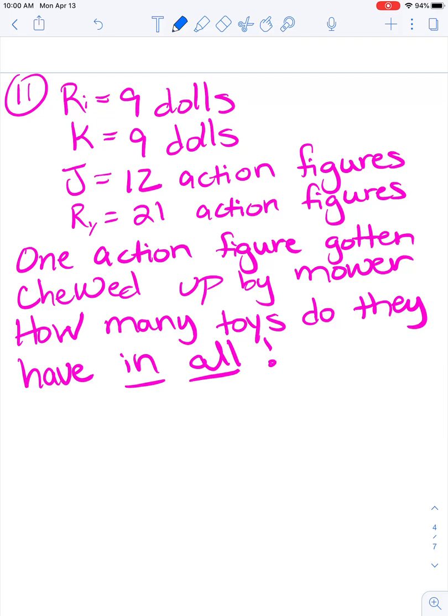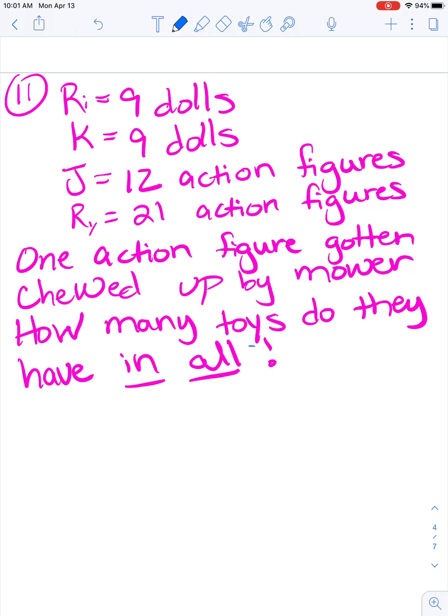All right, I didn't want to write all this, so I'm going to read it to you. It says solve using an equation with a variable, same thing. Riley and Kylie both have 9 dolls. Joey has 12 action figures and Ryan has 21. One of the action figures got chewed up by the lawnmower. How many toys do the children have in all?